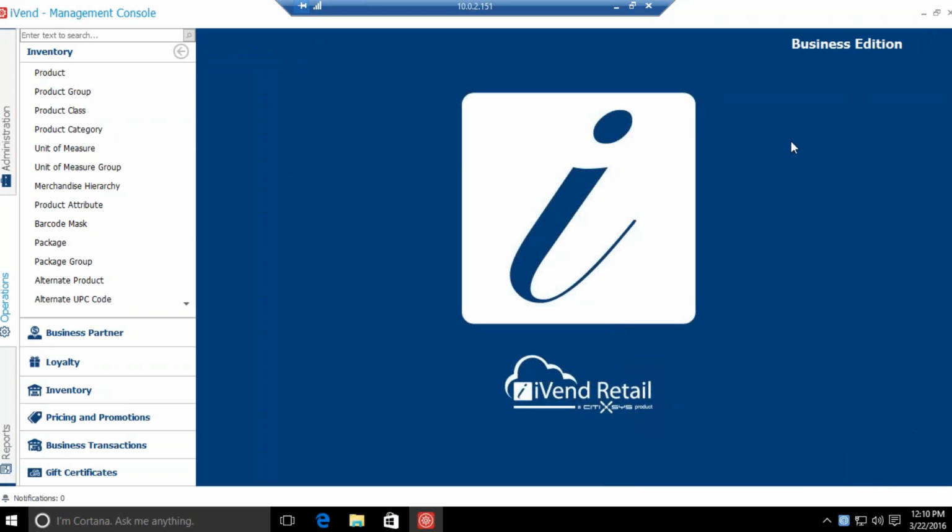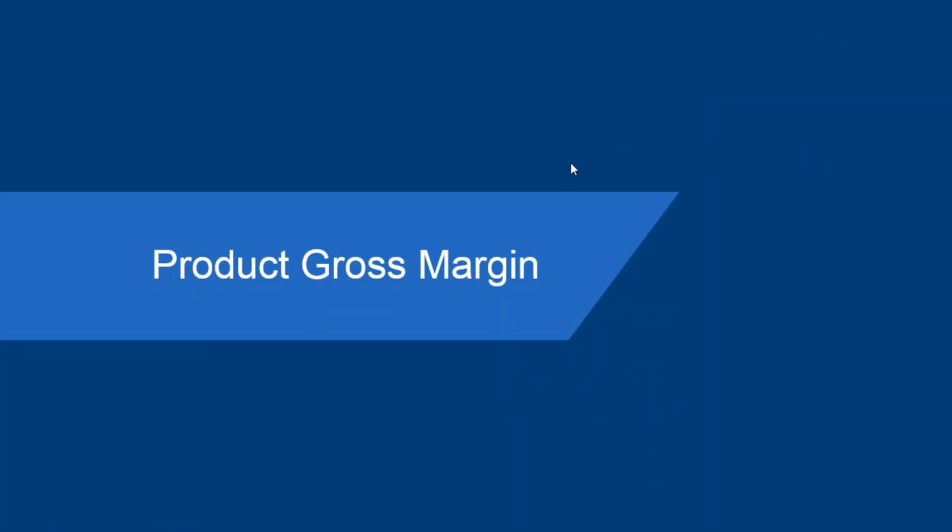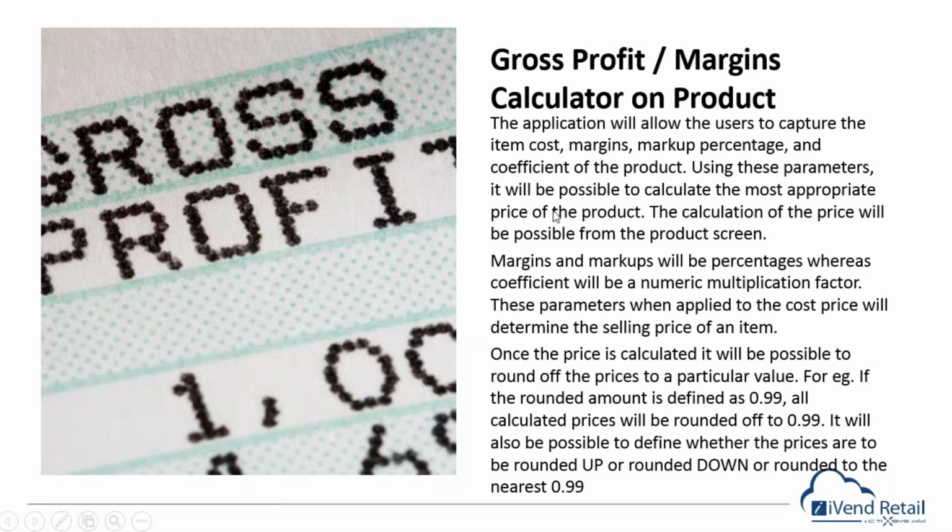I'll quickly switch to the next topic that we have. The next topic on our tray is product gross margin. What is it that we are talking about here as a gross margin? I will show you this option directly on the product, which will make more sense.